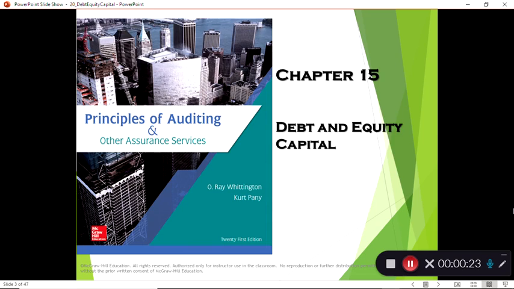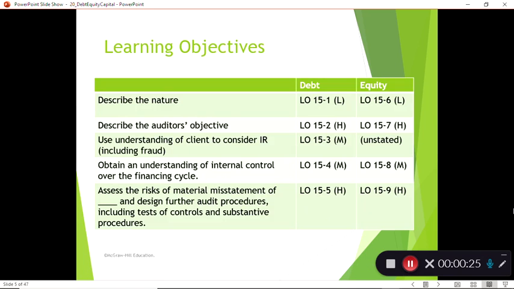And so if we look at the learning objectives here, I structured these a little bit differently, partly because we basically have two different transaction cycles here. We have a debt transaction cycle and an equity. You might call them both the financing transaction cycle, if you will, but there's two different sets of significant accounts, debt and equity, and the chapter is laid out in that way to where they basically mirror each other in terms of going through our standard set of learning objectives.